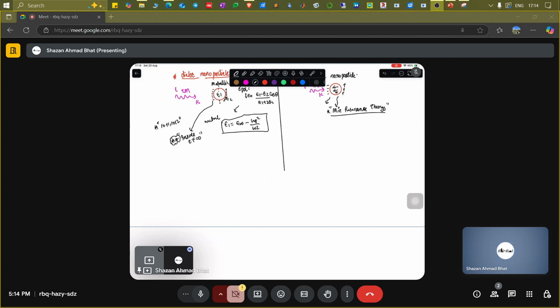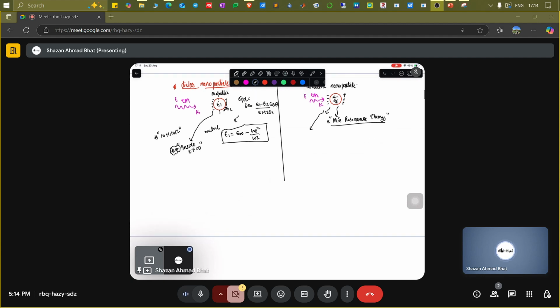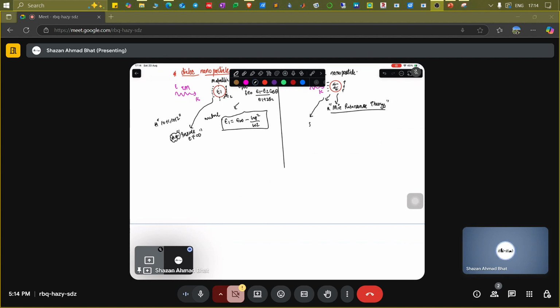So there is one more difference. You have a smaller sigma, which is basically the induced charge, in case of the dielectric compared to that of metal. And another difference is that there is no phase shift as in case of metal.